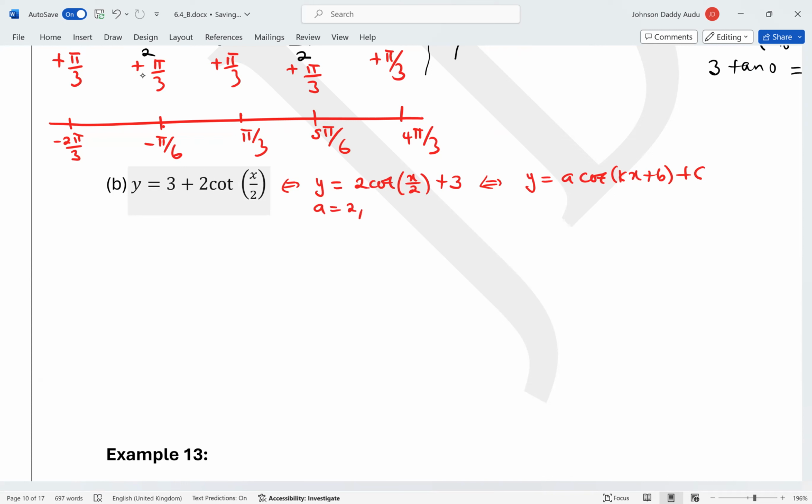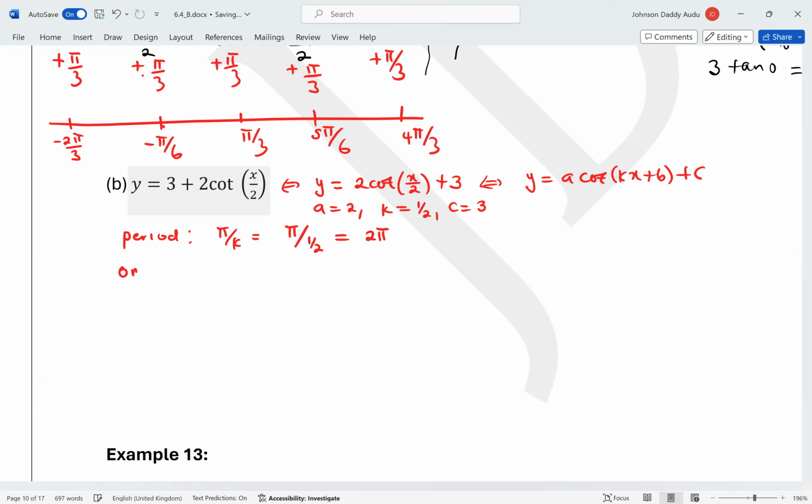The graphs of cotan and tan do not have amplitudes, because there's no maximum and no minimum for them. So we just call it a, we don't call it amplitude. Here, k is half, and c is 3. The period for cotan is also pi over k. So this is pi over k, with k half, so this becomes 2 pi.